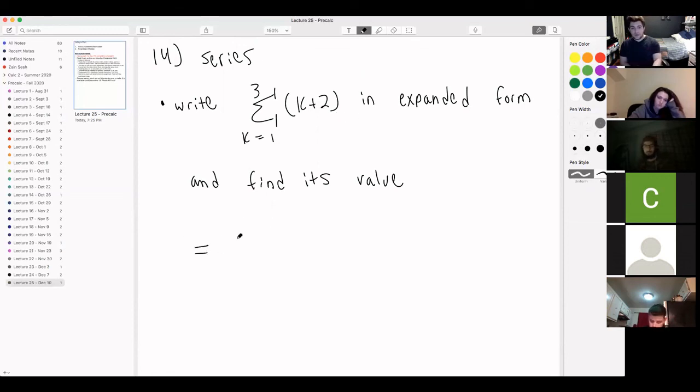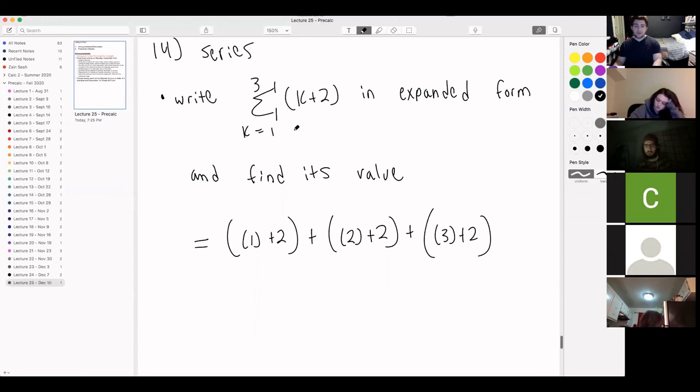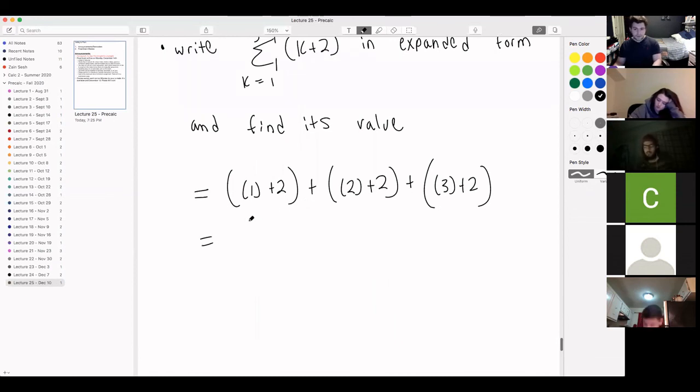So you plug in 1. This is 1 plus 2. You add, plug in 2 now. This is 2 plus 2, plus, plug in 3. This is 3 plus 2. And I stop at 3 because that's my upper limit of summation. Once you hit this number 3, you're done. And remember, I'm plugging these numbers in for k, and I'm adding them. So this is 3 plus 4 plus 5, and this is 12.